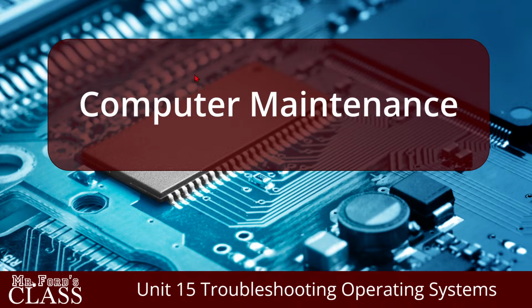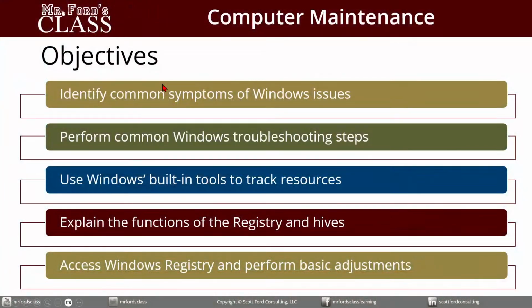So, troubleshooting operating systems, again, this is part one. The objectives we're going to cover in this particular series on troubleshooting are: identify common symptoms of Windows issues, perform common Windows troubleshooting steps, use Windows built-in tools to track resources, explain the functions of the registry and hives, and access the Windows Registry and perform basic adjustments.